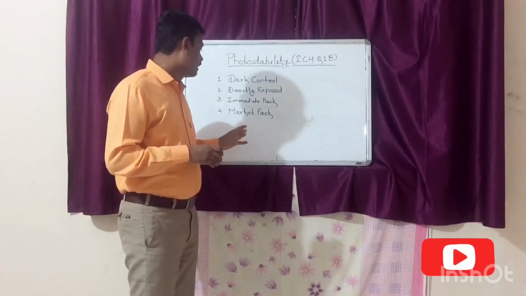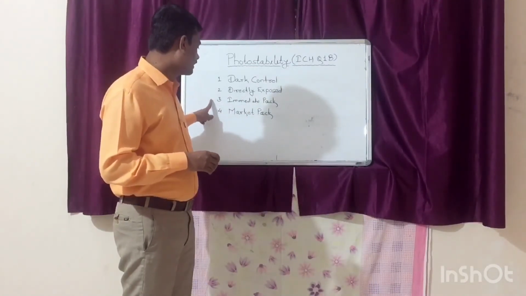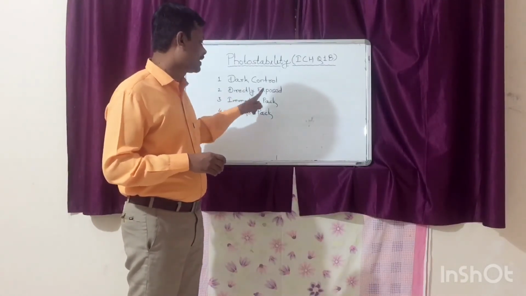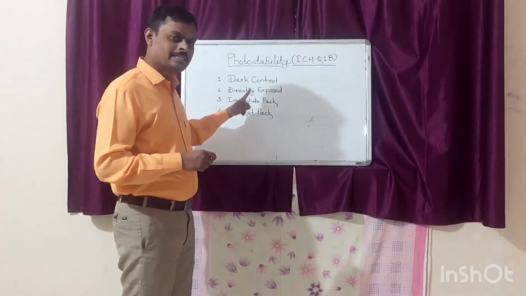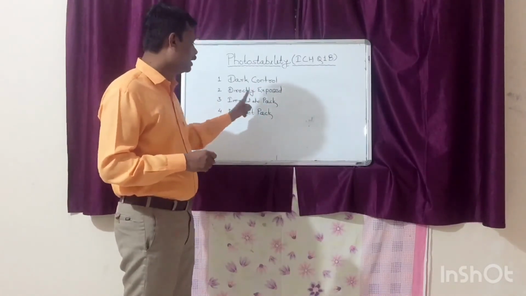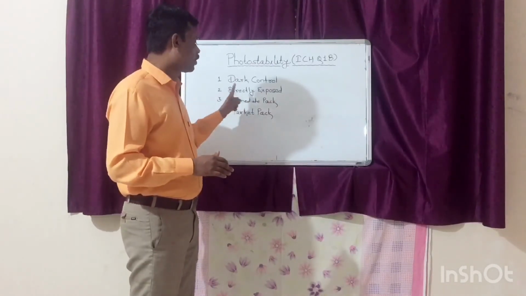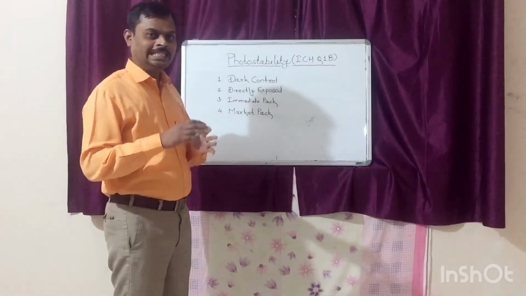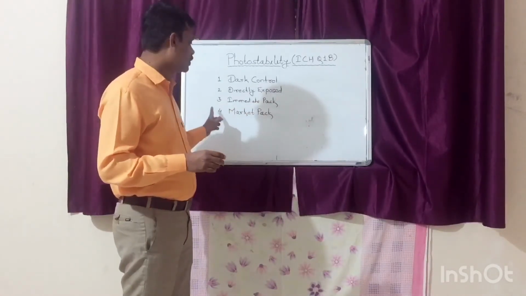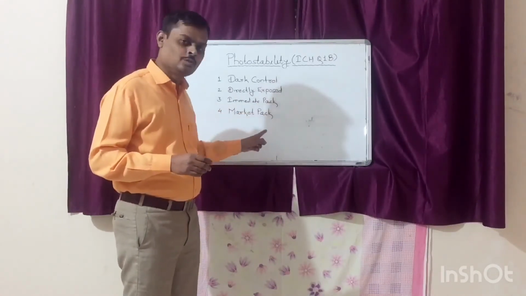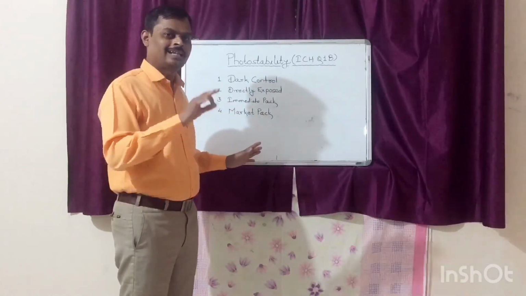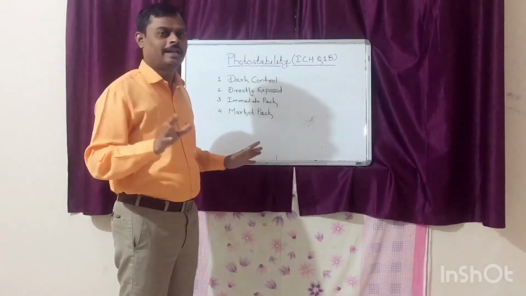If the results of immediate pack and market packs are not meeting the specification limit, it means that your packing configuration is not suitable to protect your drug from the light exposure. In that case, you have to revisit or redesign your packaging material in order to protect your light sensitive material from light exposure.